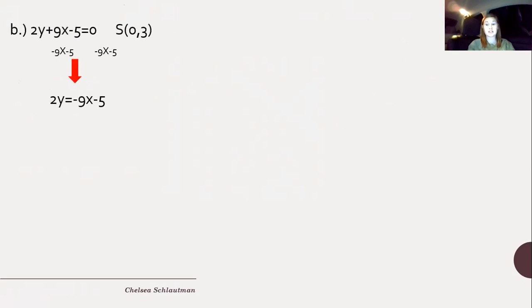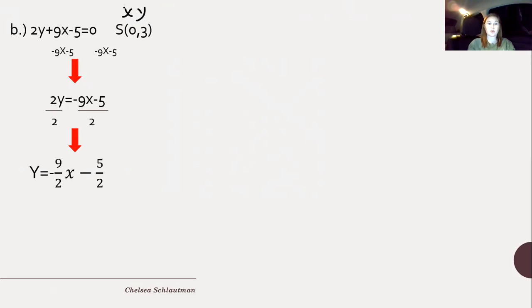Now, we still have to continue to get y by itself. So what do you think we're going to have to do next? You're correct. We're going to divide both sides of the equation by 2. And once we do that, it gives us y equals -9/2x minus 5/2. Now we need to find the slope.